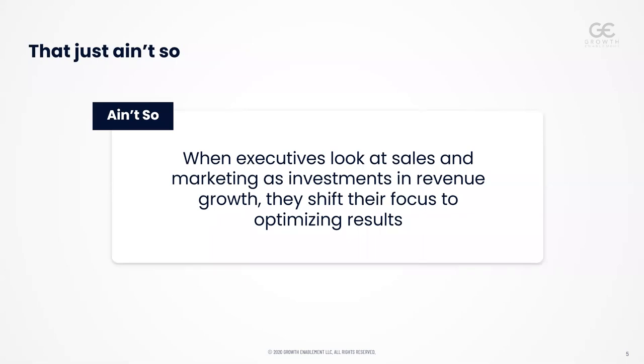When executives start to look at sales and marketing as investments in revenue growth, they shift their focus to optimizing results. This is the tricky part about accounting. When you put money into a budget and you hold somebody accountable for the budget, that's one thing. But when you think about financials and that simple line, that sales and marketing expense item, all of the costs factor in. Every dollar that's associated with sales and marketing expense gets accounted for in that line item. So these are the things that matter. When you start focusing on that expense at the OpEx expense line, they matter.